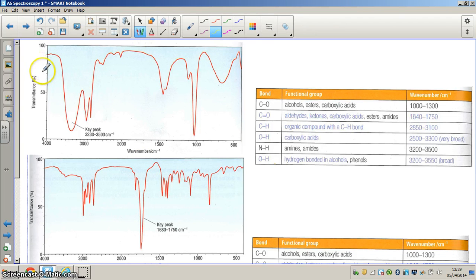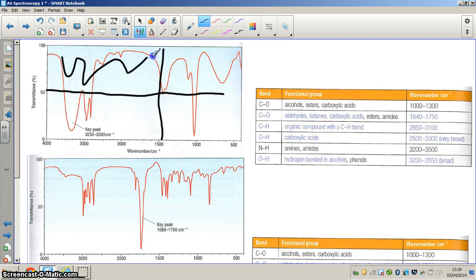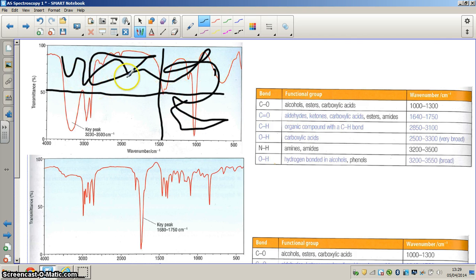Here is example 1, and following my rules I'm just going to draw a few lines on it. There we go. So I'm interested in none of these regions. You can see now I've got a peak here, and the peak is, if we look up on the wave number, around about 3,200, but it's broad. It's a broad peak.